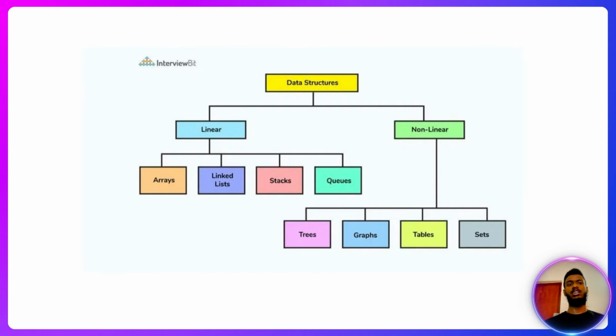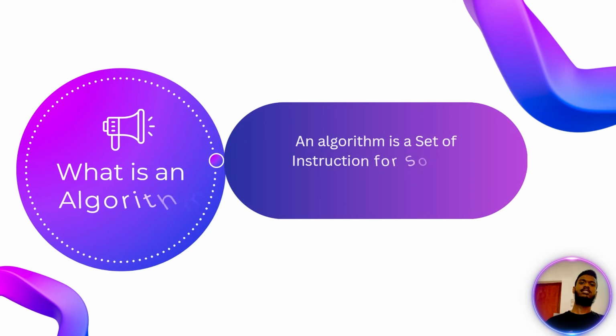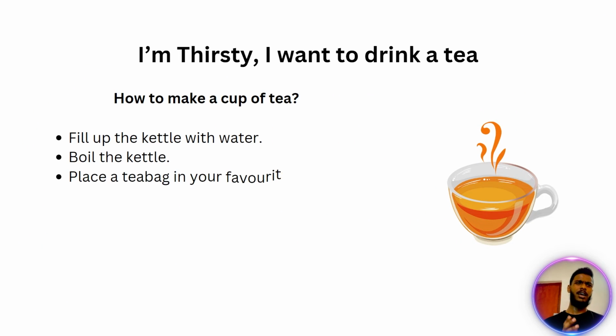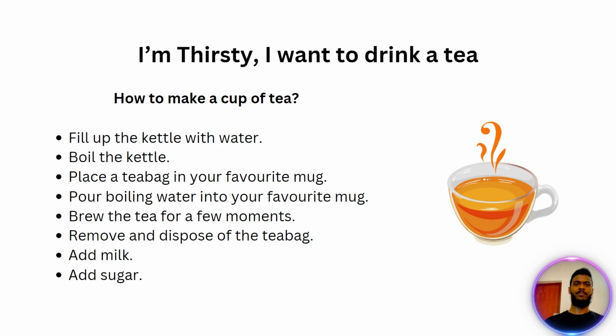Then we have to see what an algorithm is. An algorithm is a set of instructions for solving a problem or accomplishing a task. I will explain it with a small example. Think: I am thirsty, I want to drink a tea. My problem is that I am thirsty. Then what I need to do is make a tea.